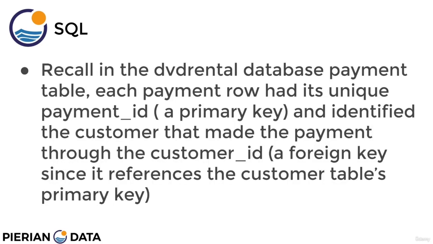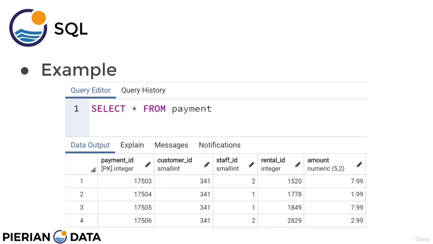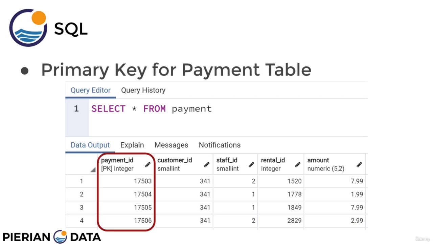So for example, recall in the DVD rental database payment table, each payment row had its unique payment ID, which was a primary key for the payment table, and it also identified the customer that made the payment through the customer ID. The customer ID within the payment table is a foreign key, since it references the customer table's primary key. So let's check out and grab a subset here from the payment table. Technically we're grabbing all the columns, but the screenshot only shows a subset. Notice that for the payment table, we have this payment ID, and pgAdmin lets you know that it's a primary key because it has PK there.